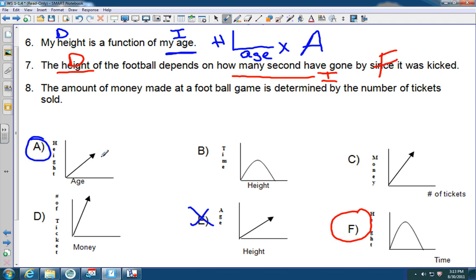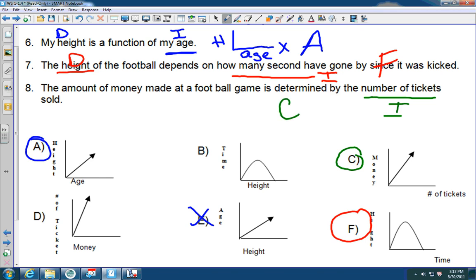The next one says the amount of money made at a football game is determined by the number of tickets sold. Well, what happens first? You don't make money on a football game. You have to sell the tickets. This is my independent variable. It means it's going to go on the bottom. So here it is right here. Your answer should be C.